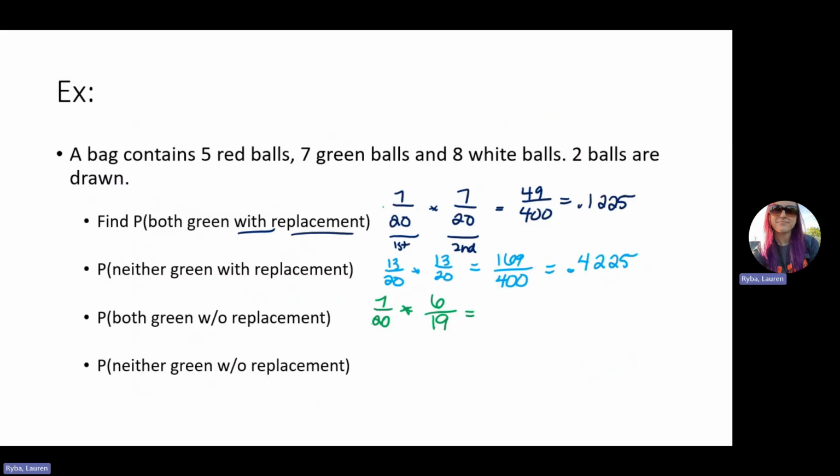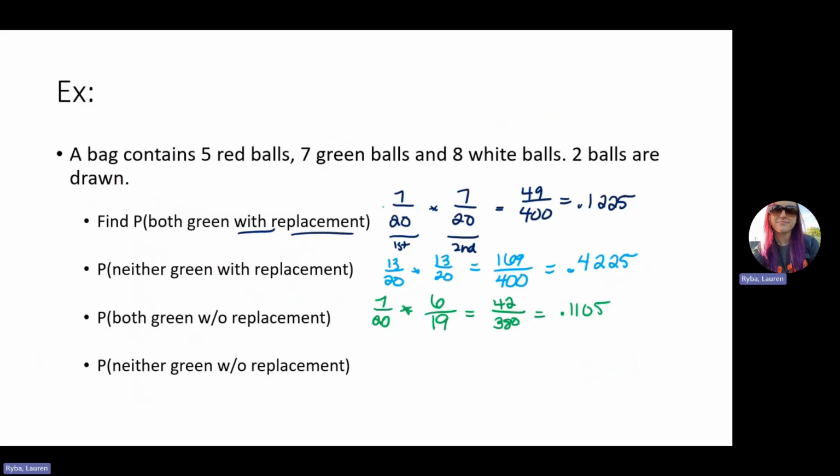With replacement, probability does not change. If I am no longer replacing, I have to subtract the one that I have taken out. So this now becomes 42 out of, what's that, 380. And when I divide those, I think it's 0.1105.